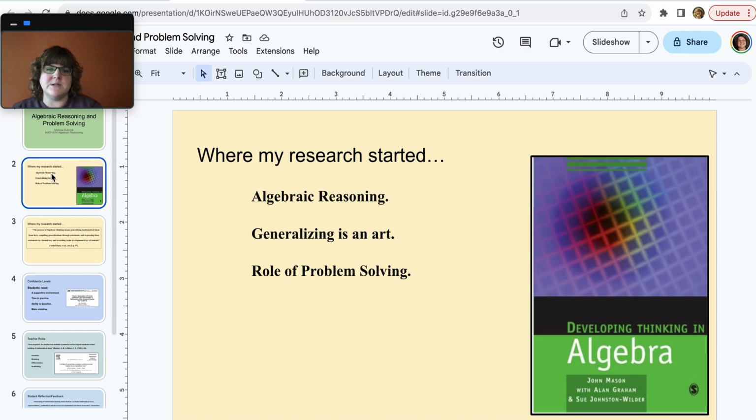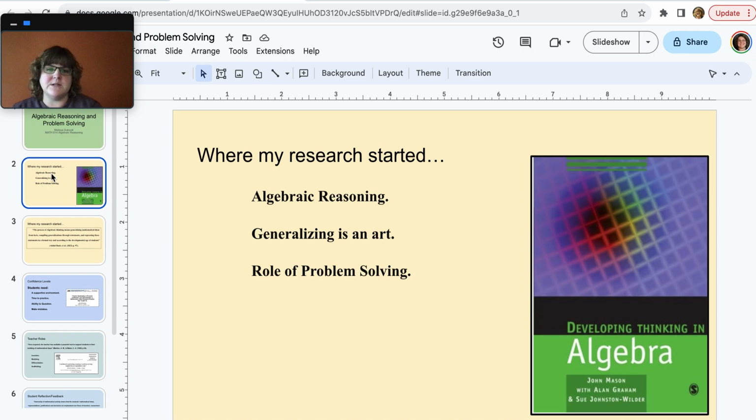This quote really stuck with me as I wrote my paper. I'm just going to read this and then explain and bring it back to my students. The process of algebraic thinking means generalizing mathematic ideas from facts, compiling generalizations through statements, and expressing these statements in a formal way, and according to the developmental age of students.